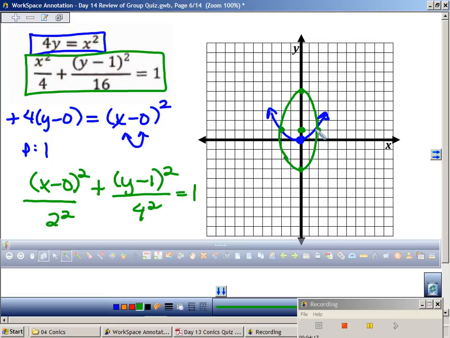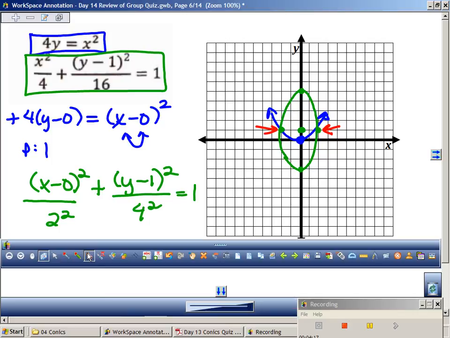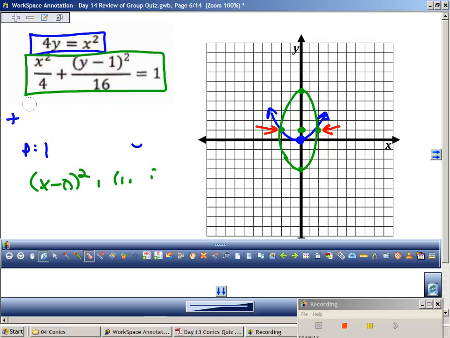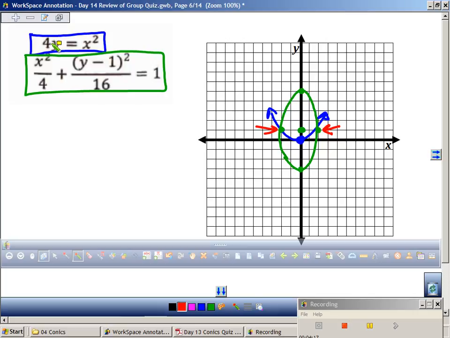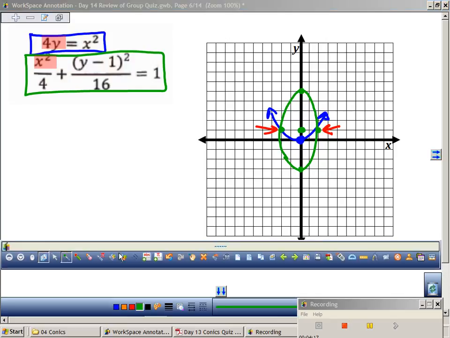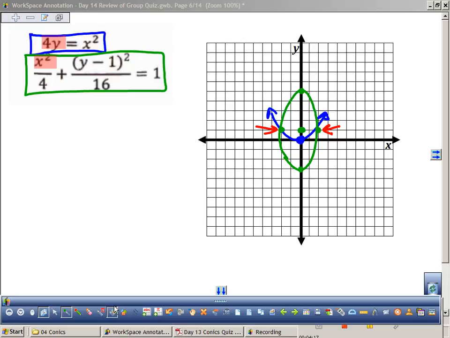Now I know all I have to do is make my algebra match. There's an intersection there. There's an intersection there. Now I'm going to erase all this and make my algebra match. Okay? Alright, so it says 4y is equivalent to x squared. So if 4y is equivalent to x squared, couldn't I make my x squared 4y? Yes, that would be very smart. Okay, let's do that.